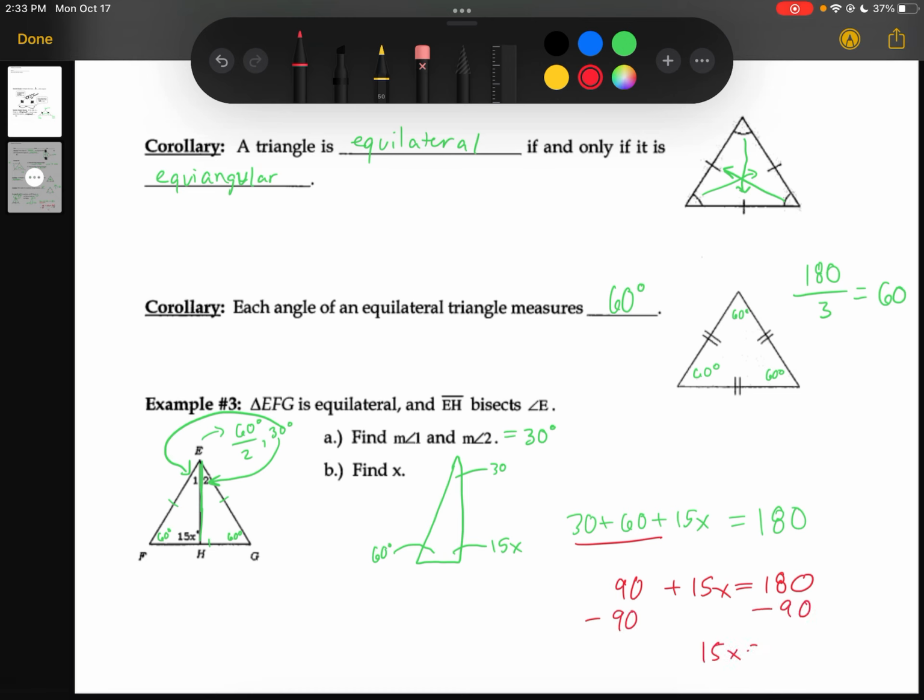Let's move it to the other side. So 15x equals 180 minus 90, which is just 90. And then lastly, divide both sides by 15. And we'll get an answer of x equals 6.